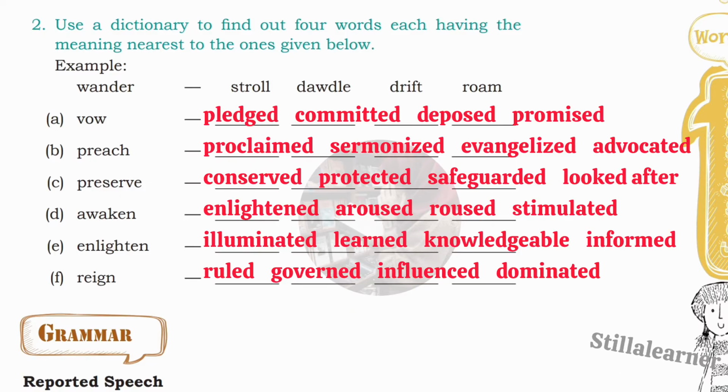Okay, next, awaken. Its synonyms are enlightened, aroused, roused, stimulated. Next word is enlighten. Synonyms are illuminated, learned, knowledgeable, informed. Next one is regime. So ruled, governed, influenced, dominated. So guys, these are the synonyms of the given words.